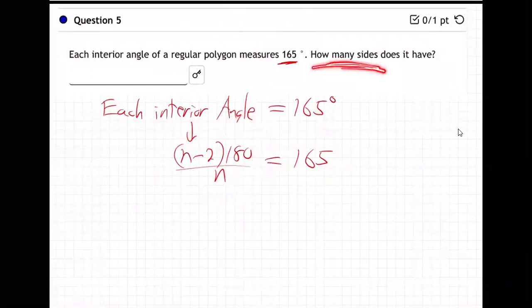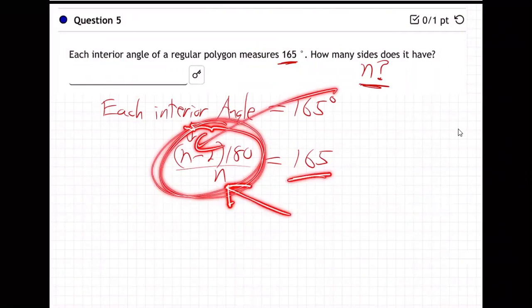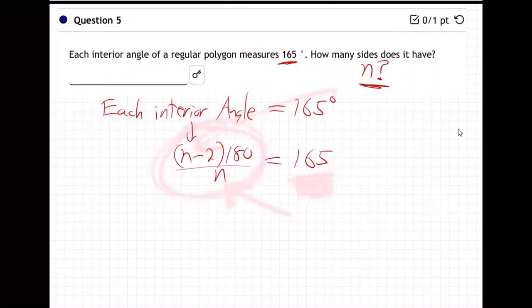And they're asking us, how many sides does it have? In other words, what is n? They want us to find n. So we have to basically find out what n value you could plug in that makes it come out to 165. Does that make sense? We're kind of doing the formula backwards. They're telling us the answer is 165, and they're asking us what n value made that happen.